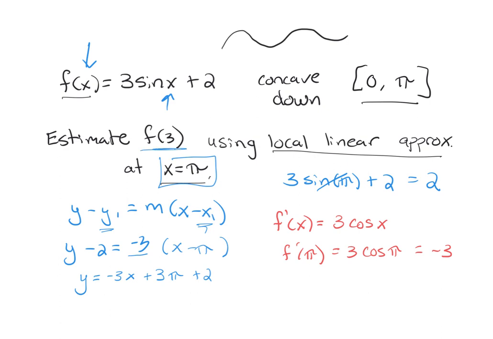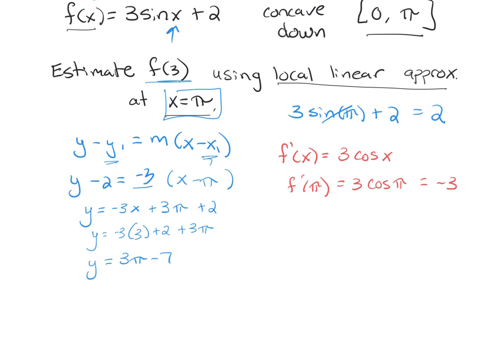And then I want to evaluate it at 3. So negative 3 times 3 plus 2 plus 3 pi. So you'll get 3 pi minus 7. You could leave it like that. That's its exact form. If you have a calculator, you can type that in and it will equal about 2.425. And let's think about this. This is concave down, so it will be an overestimate.